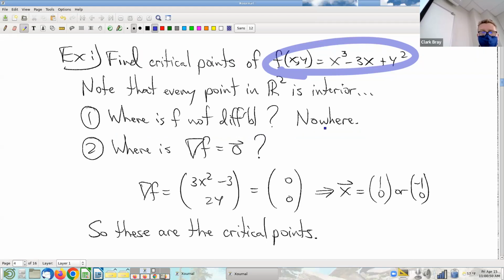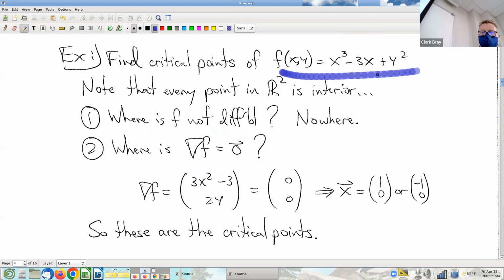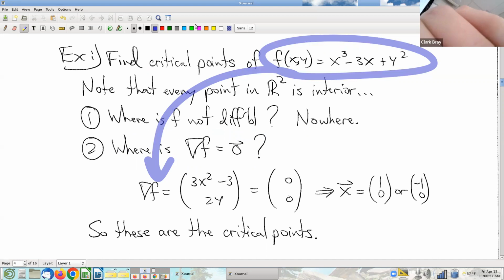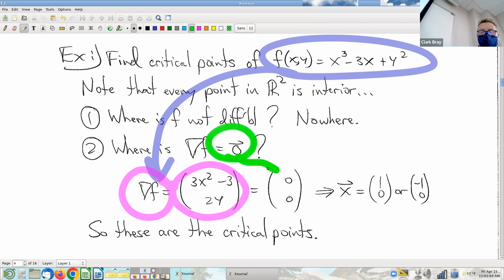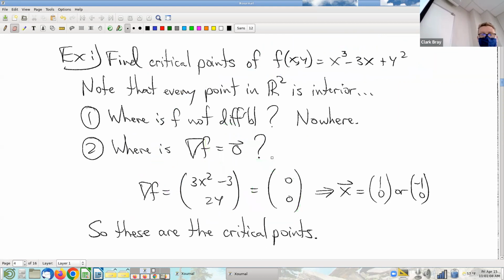Next question, where is the gradient equal to 0? Okay, well, take the gradient of that function. You get that. I need that to equal 0 to find critical points. That gives me what you could call a pair of equations or a system of equations. Think of it though literally as that's an equation and that's an equation.